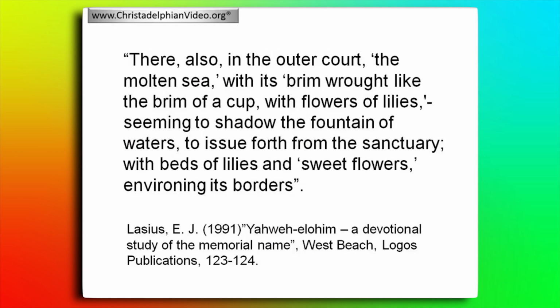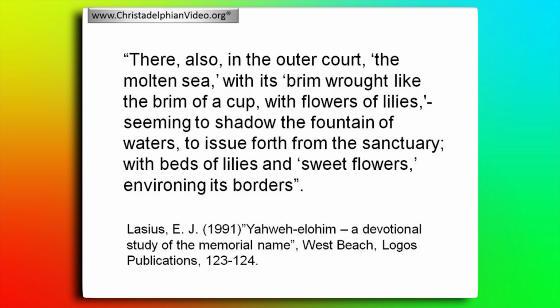There has apparently been little written previously by Christadelphians with regard to the way in which the molten sea points forward to the kingdom. One person who did write about this was Eusebius, the daughter of Dr. Thomas. She wrote, "There, also, in the outer court, the molten sea, with its brim wrought like the brim of a cup with flowers of lilies, seeming to shadow the fountain of waters to issue forth from the sanctuary, with beds of lilies and sweet flowers environing its borders."